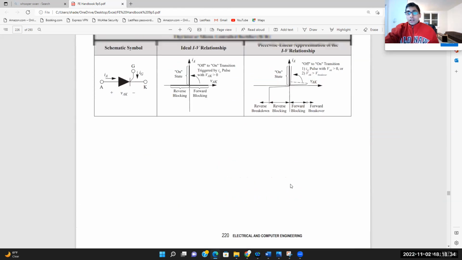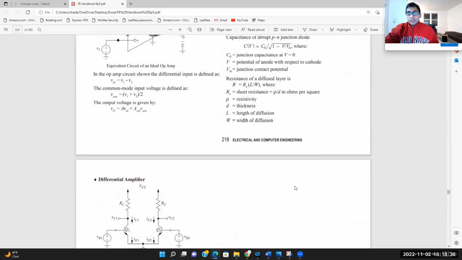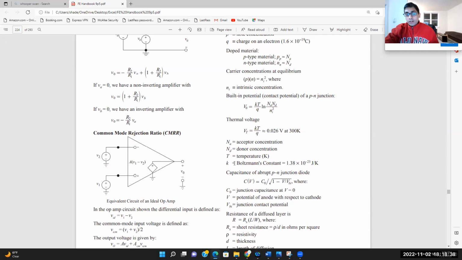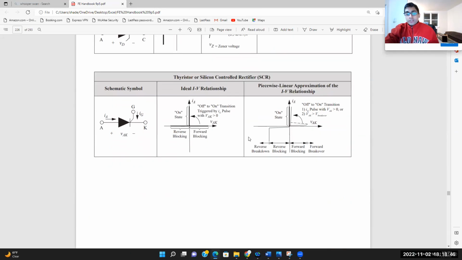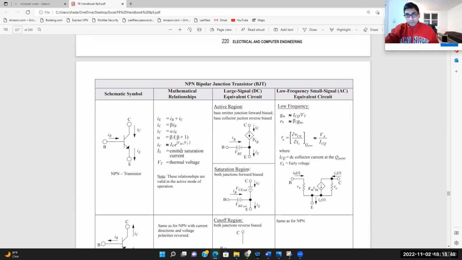For those of you who are not familiar with it, you can watch the previous videos, or it's given over here. Your VT is nothing but 0.026 volts. So take the exponent of 0.7 divided by 0.026, and whatever you get, you multiply by the saturation current, and you would be able to figure out your IC.